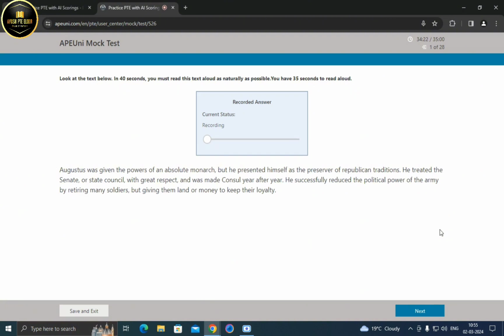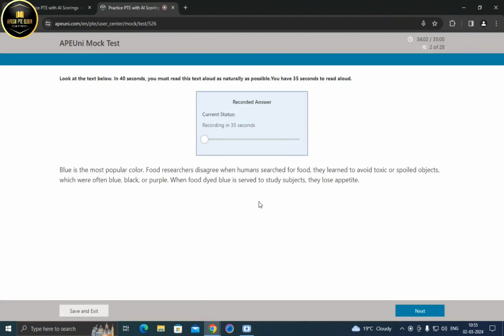Augustus was given the powers of an absolute monarch, but he presented himself as the preserver of republican traditions. He treated the Senate or State Council with great respect and was made consul year after year. He successfully reduced the political power of the army by retiring many soldiers but giving them land or money to keep their loyalty. Immediately click on the next button, और आपका cursor जो है वो make sure कि आप पहले ही उसको next पर ले आए so that आपको problem ना हो बाद में, आप easily उसका time जो है वो save कर सकें.